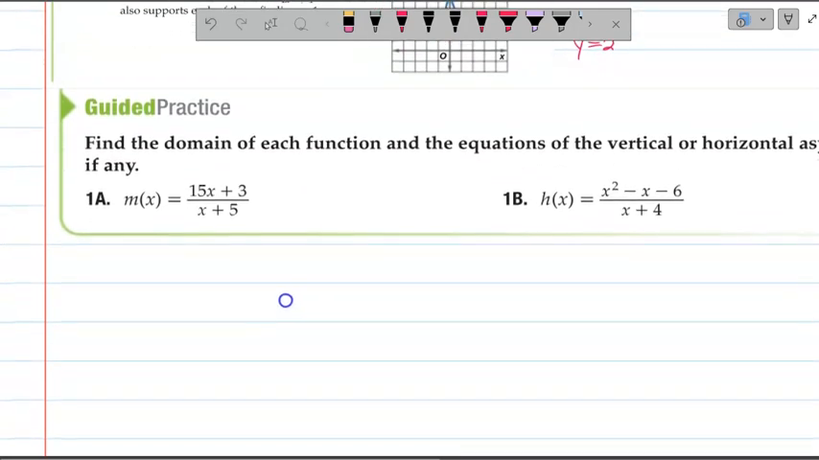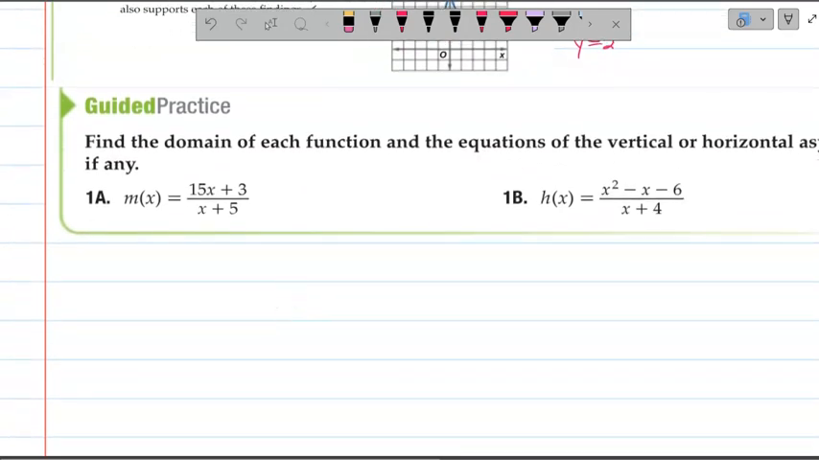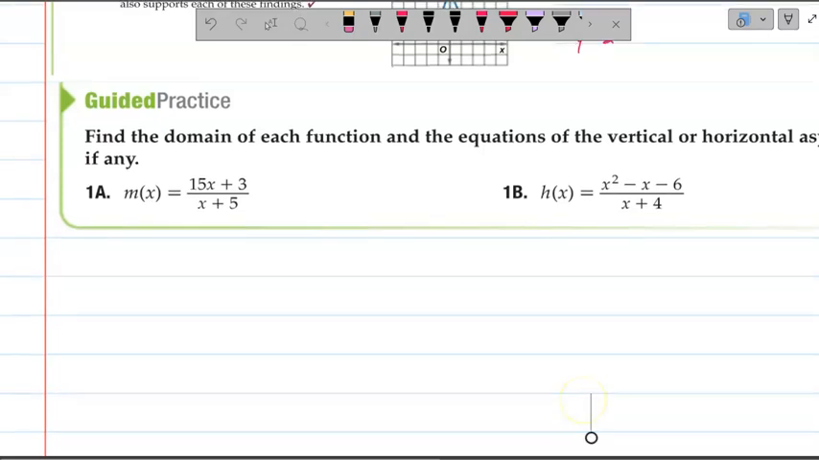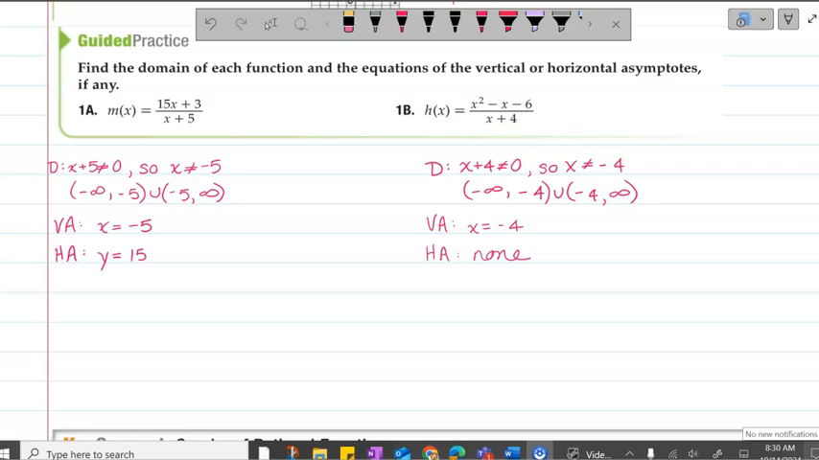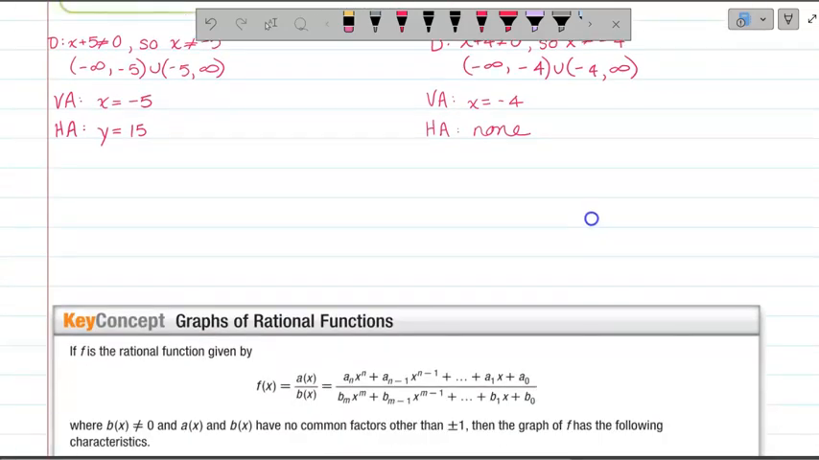All right, so for this one, let's try pausing the video and see if you can get this on your own. Hopefully that went well for you, and using what we know from Algebra 2, you were able to determine the domain, vertical asymptotes, and horizontal asymptotes.